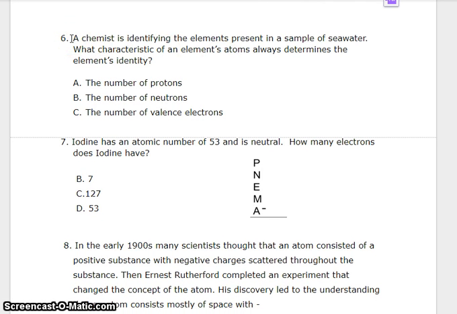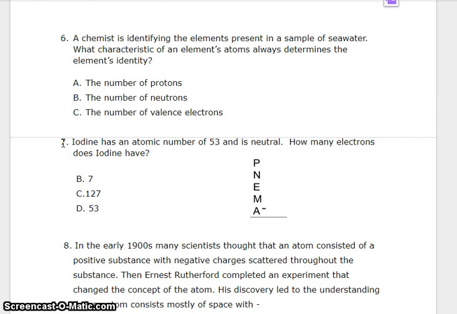Number 6. A chemist is identifying the elements present in a sample of seawater. What characteristic of an element's atoms always determines the element's identity? Identity means name. How do you know the identity or name of an atom? Is it A, the number of protons, B, the neutrons, or C, the valence electrons? Identity or name, what do you use?